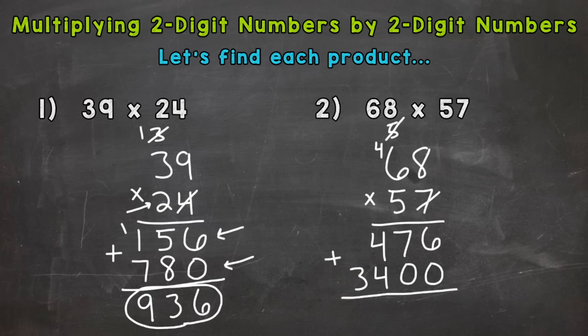And now we can add these partial products. Those are called partial products because they are part of our final product. So add them together. 6 plus 0 is 6. 7 plus 0 is 7. 4 plus 4 is 8. And then we have our 3 there. So 3,876 is our final product there.